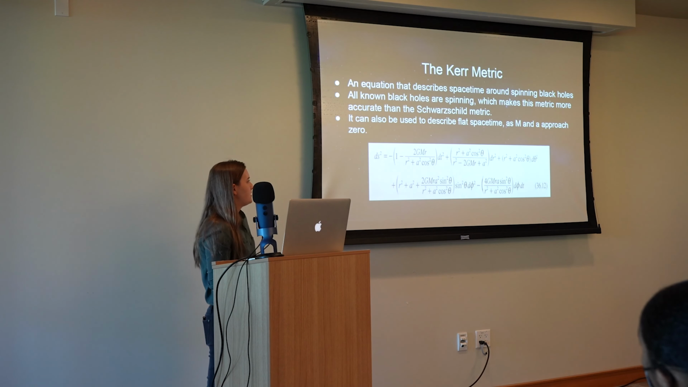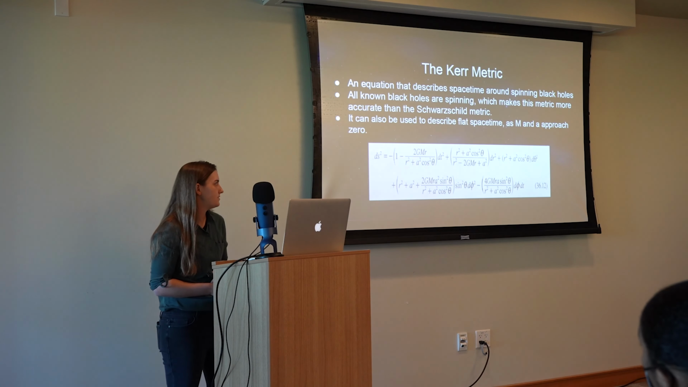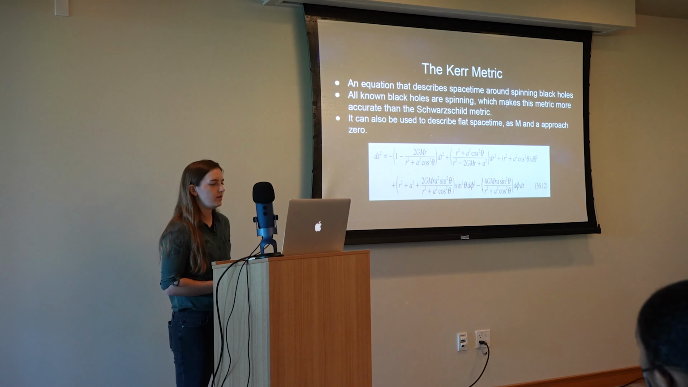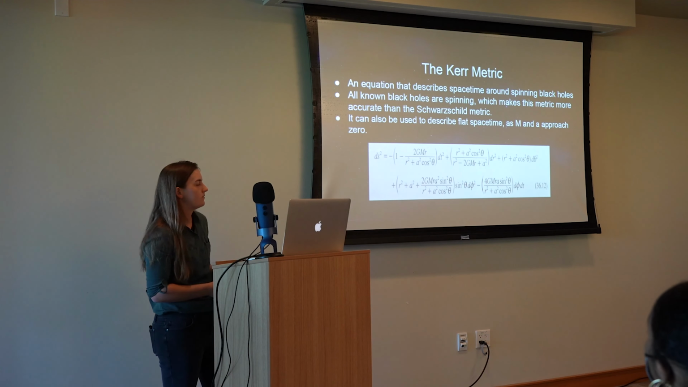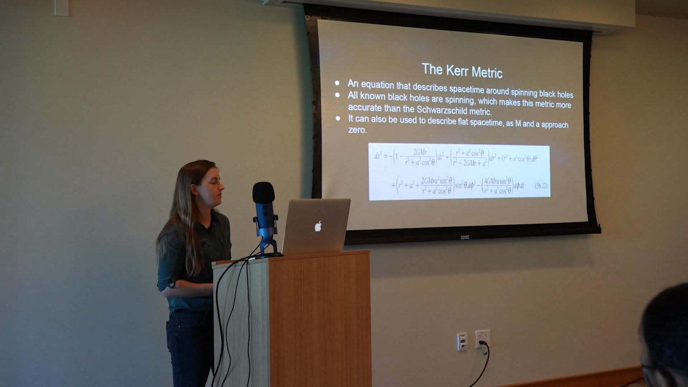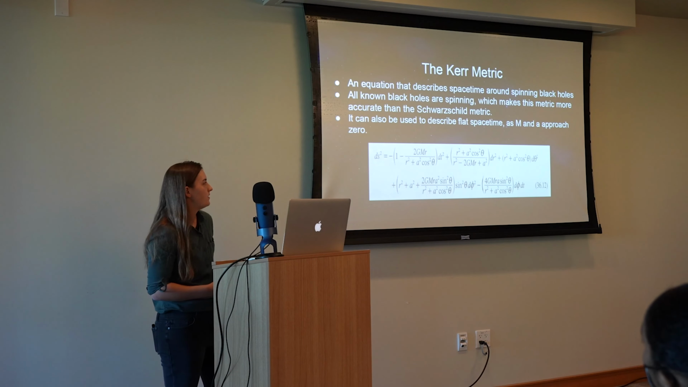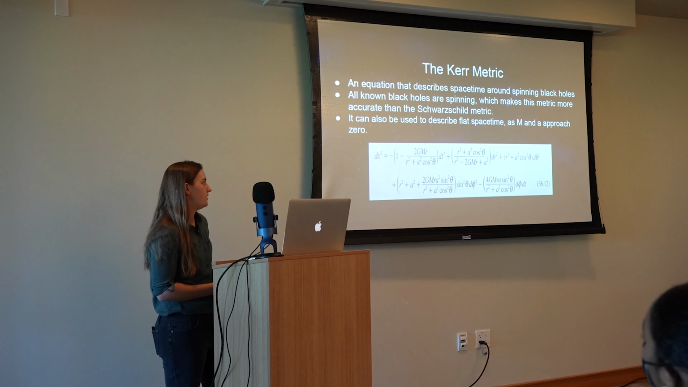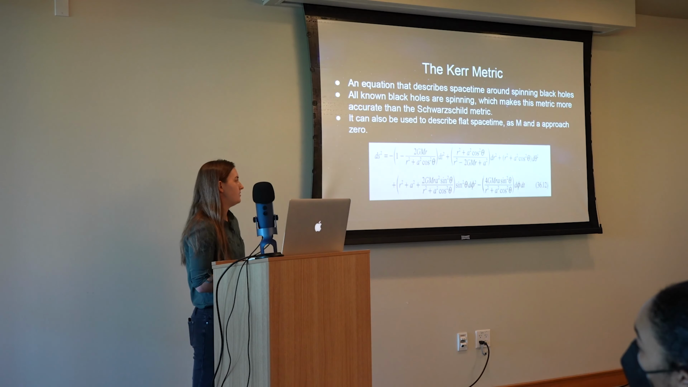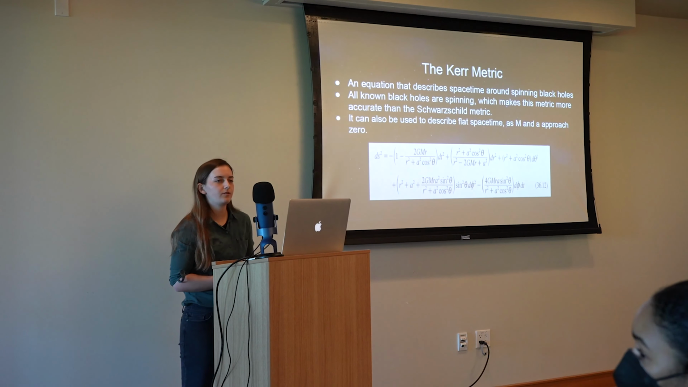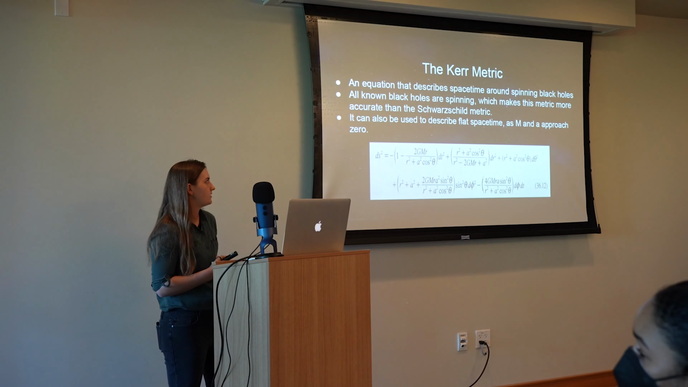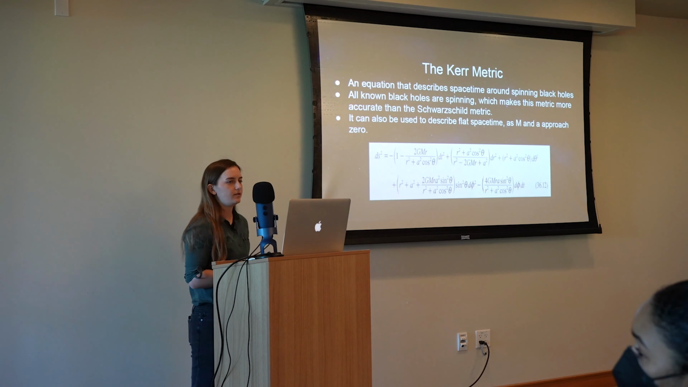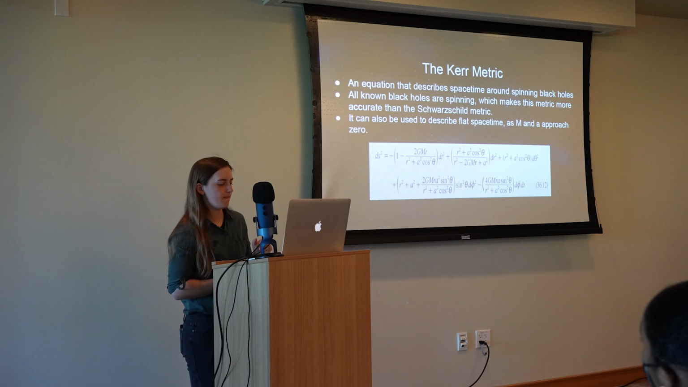The letter G stands for the gravitational constant, so that'll be the same throughout the whole equation. And then the letters M and A stand for the mass and angular momentum of a black hole. So to use the Kerr metric, you would enter in the mass and angular momentum for a specific black hole, and then you'll be able to find how distances are affected, and how much time will be slowing down due to the black hole.